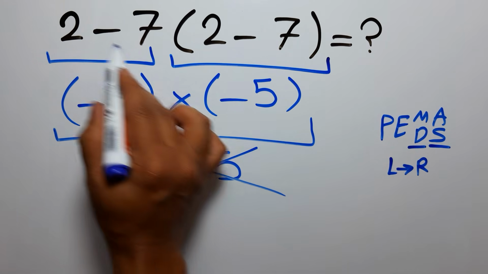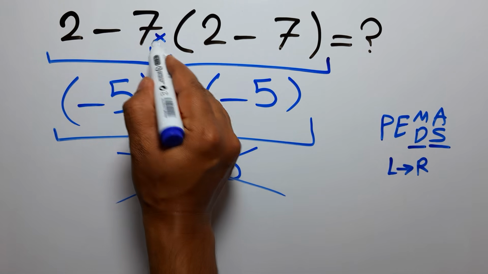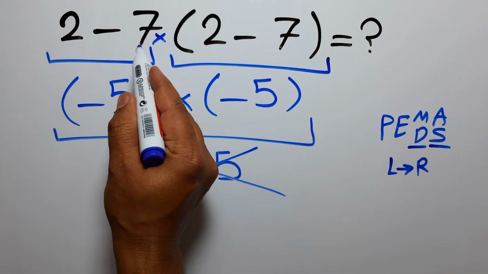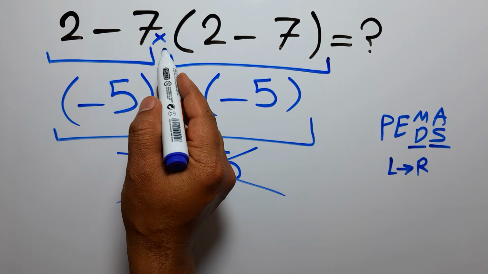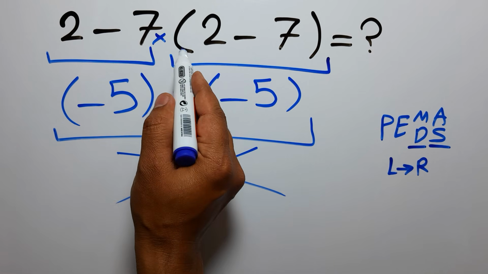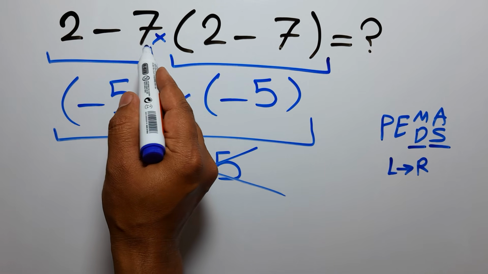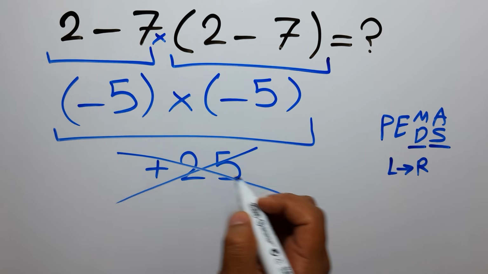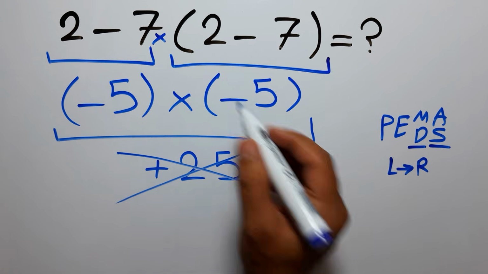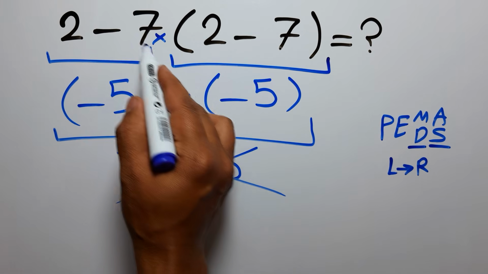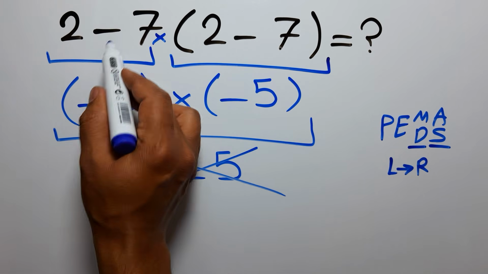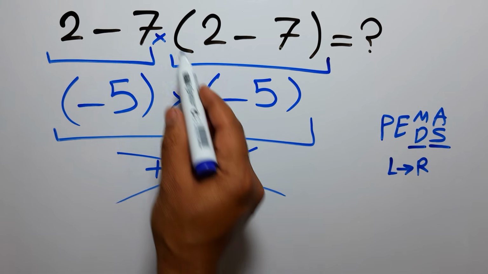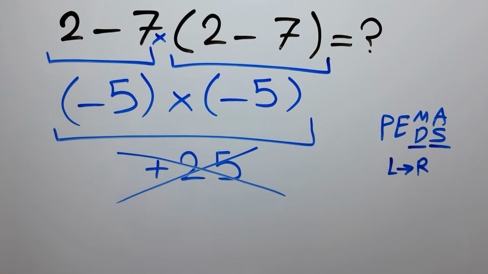In this expression, we have one subtraction, one multiplication, and one parentheses. Inside this parentheses, we have one subtraction. Here we have a multiplication because in mathematics, when a number is placed next to parentheses, it means multiplication. And we usually don't write the multiplication sign for brevity. Okay? So, according to PEMDAS, first we have to do this parentheses, then this multiplication, and finally this subtraction. If we do this subtraction before this multiplication, it is wrong.